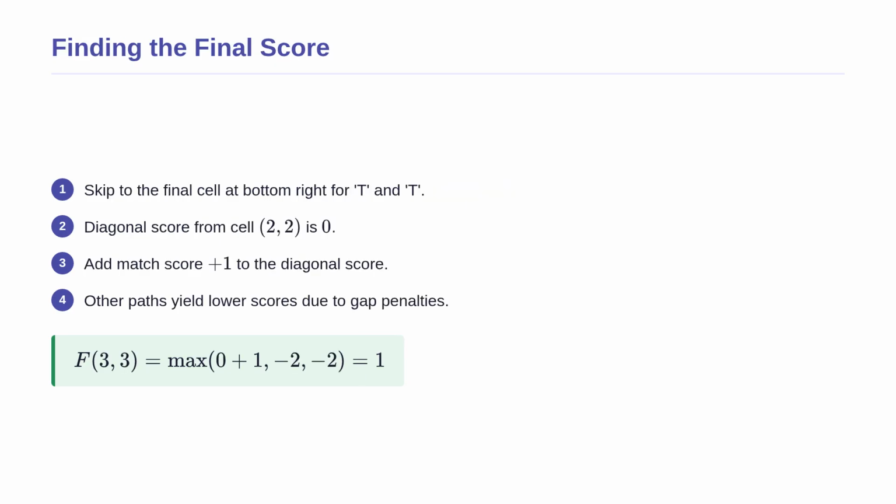Skipping ahead to the final cell at the bottom right, we compare the T in GAT with the T in GCT. The diagonal score from the previous cell is 0 because of a mismatch earlier, plus the match score of 1 gives us 1. The other paths yield lower scores due to gap penalties. Therefore, the final optimal global alignment score is 1. This positive final score tells us that despite the mismatch in the middle, the sequences are reasonably well aligned overall.